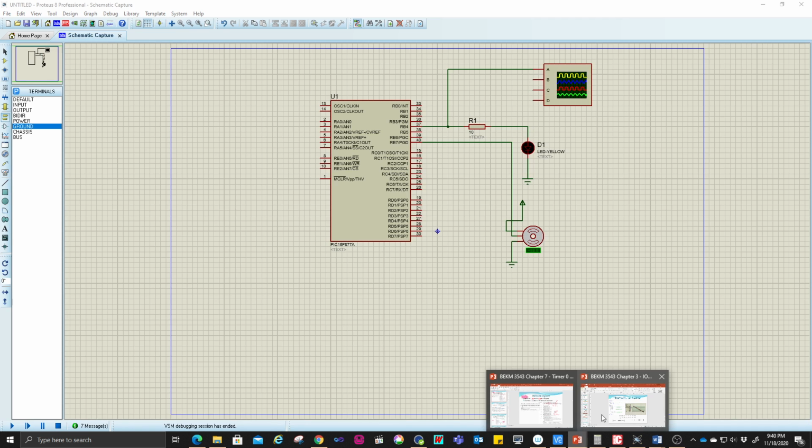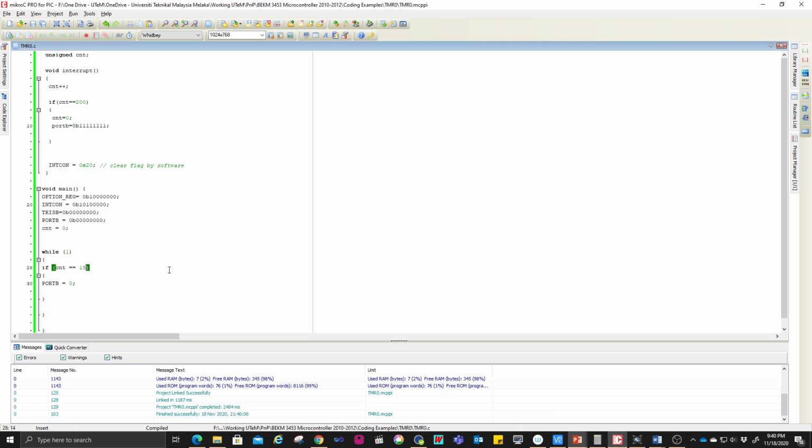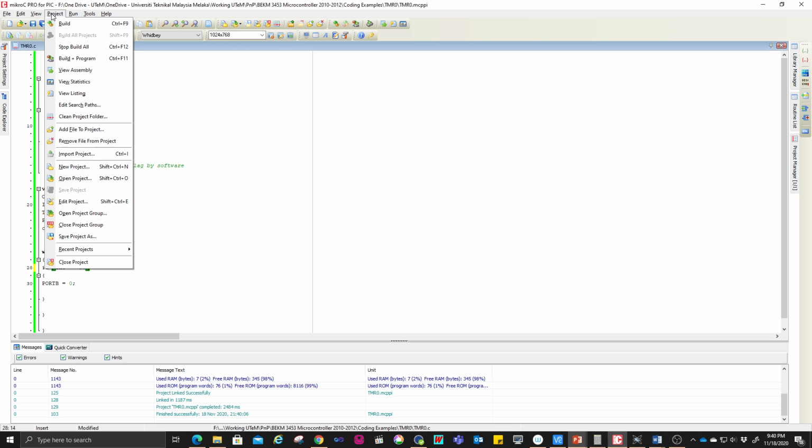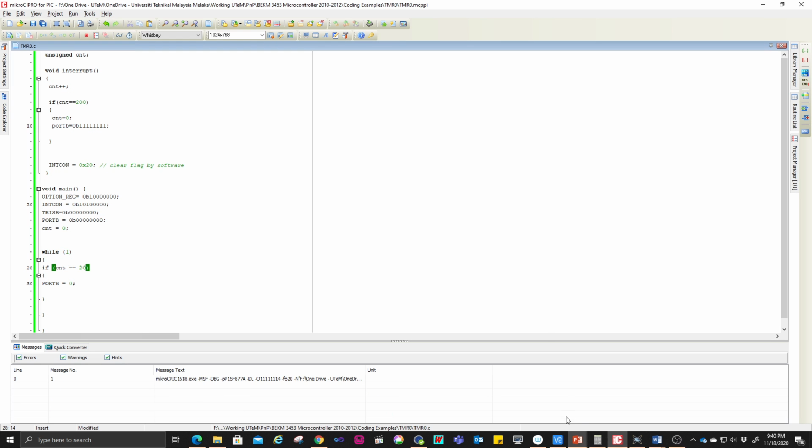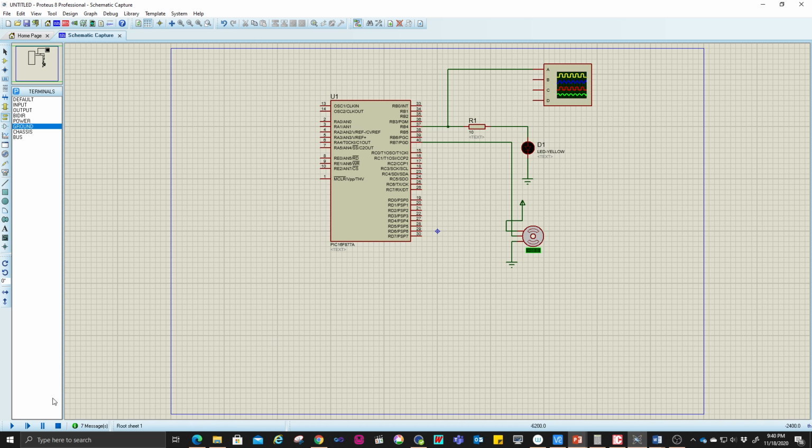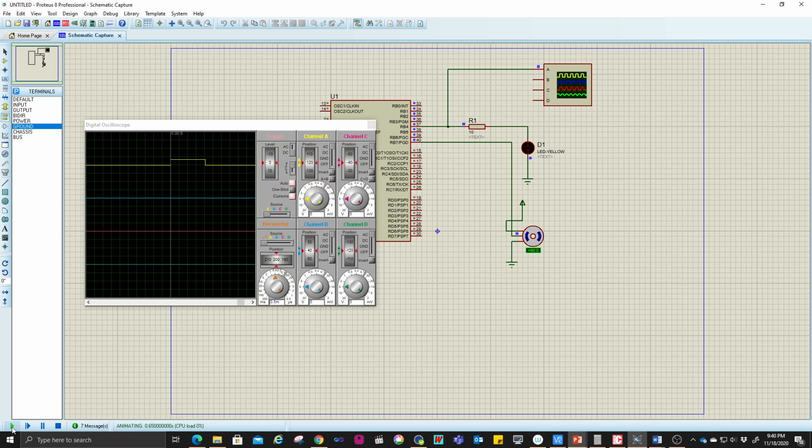2 means you have to go up to maybe 20. Let's try. Build. Yeah, 20. So this is 2 milliseconds. So this is related to the servo motor.